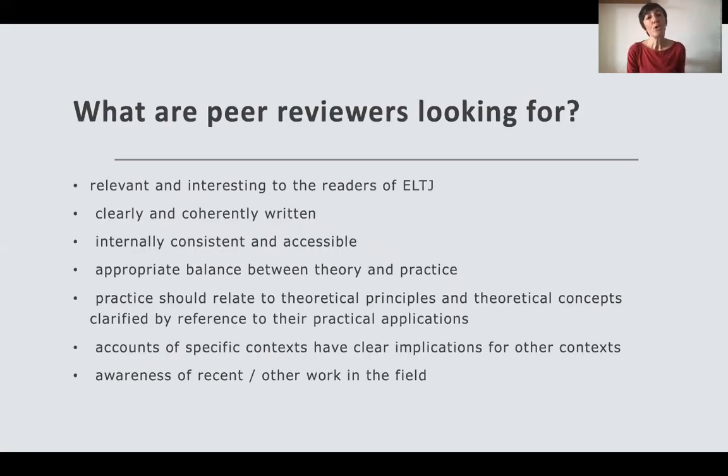But what are peer reviewers looking for? This is a list of criteria that are regularly used by peer reviewers when checking your articles and when providing feedback and comments. First of all, that the articles are interesting and relevant to the readership of the journal, that they are clearly and coherently written, and that they are internally consistent and accessible.